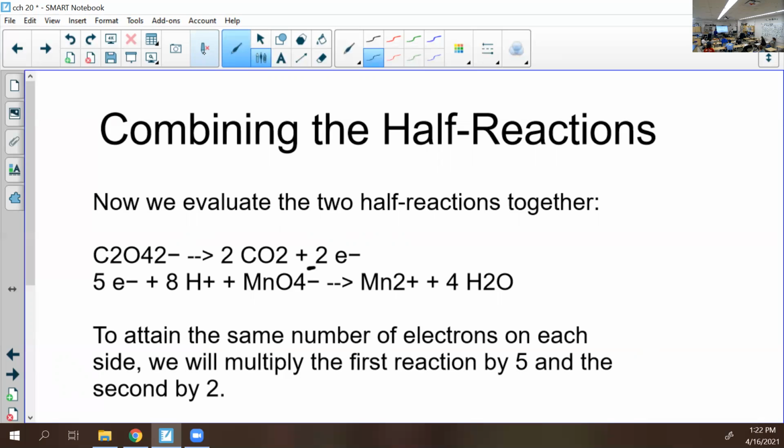Okay, these have to equal. So how can mathematically a 5 and a 2 ever be the same number? You times them by each other. So everything in this top row must be multiplied by 5. Everything in this bottom row must be multiplied by 2. Every single thing you see there. So 5 of those, 10 of those, 10 of those. How many of those? 16, 2, 2, 8. Hey, what can I cancel out just to save me some time? The electrons cancel out. That was the whole point of this activity.